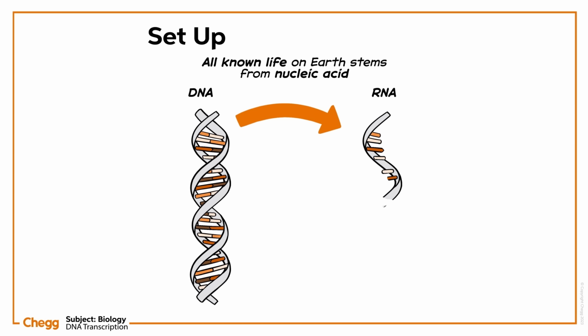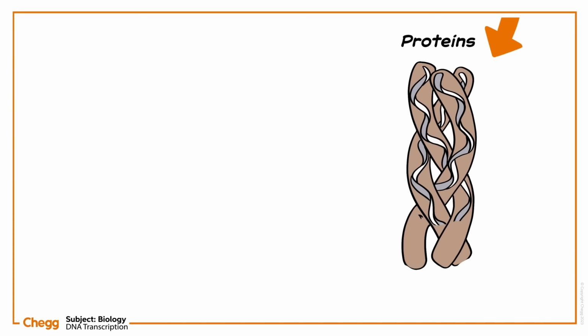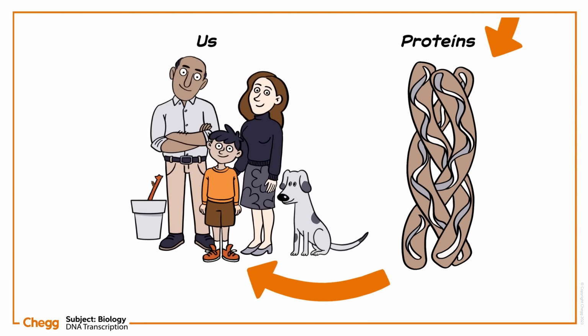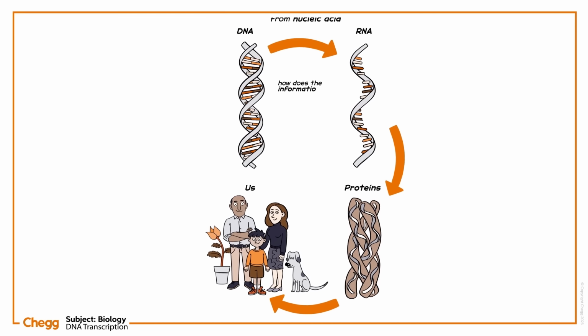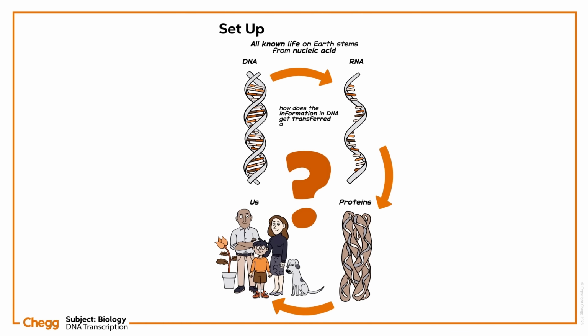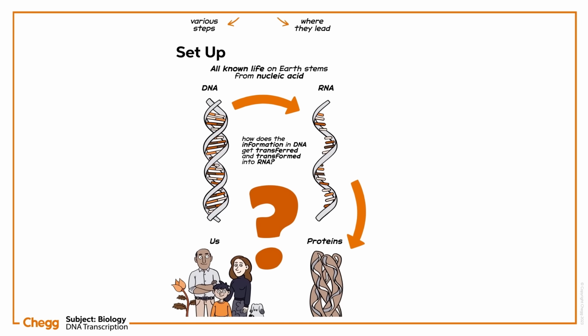DNA makes RNA. RNA makes proteins, and proteins make us. But how does the information in DNA get transferred and transformed into RNA? Let's learn. This transformation is called transcription.